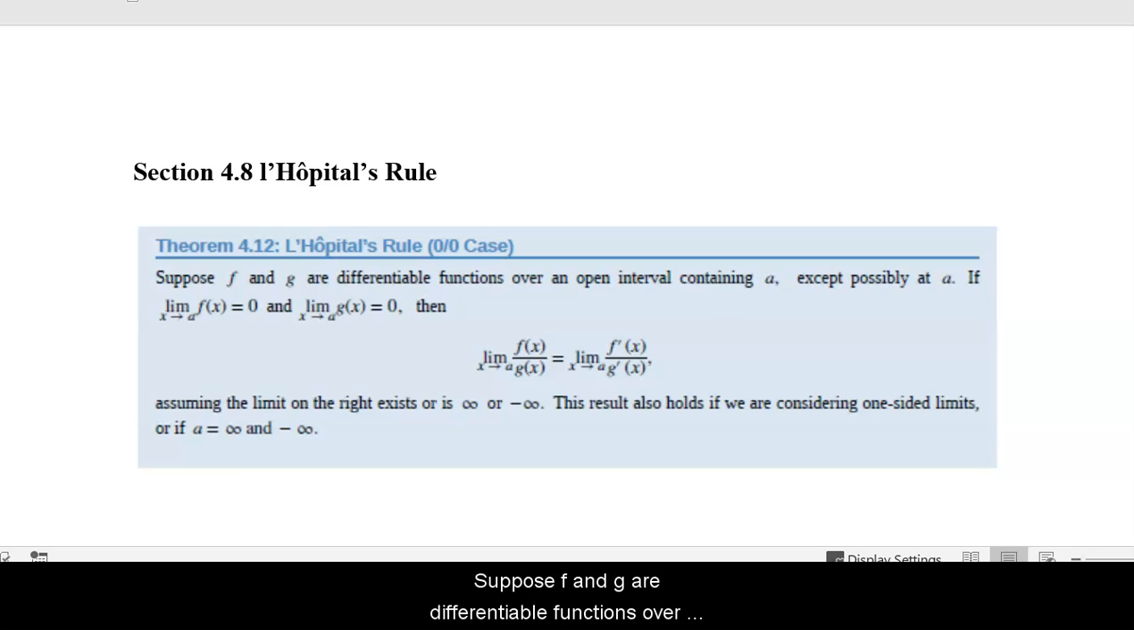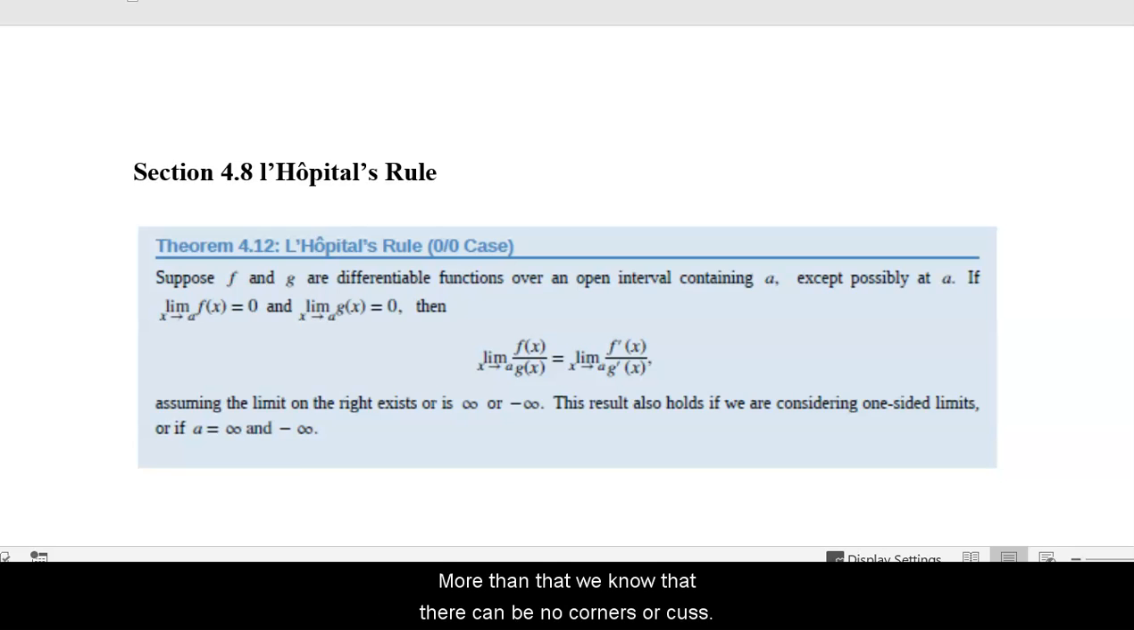Suppose f and g are differentiable functions over an open interval containing a, except possibly at a. Those are the primary conditions in order to apply L'Hopital's rule. What do we get when we have a differentiable function? If it's differentiable everywhere except maybe at a, then we know at all the points in the open interval except possibly at a, the function has to be continuous to be able to be drawn without picking up the pencil, because if it's differentiable, then it must be continuous.